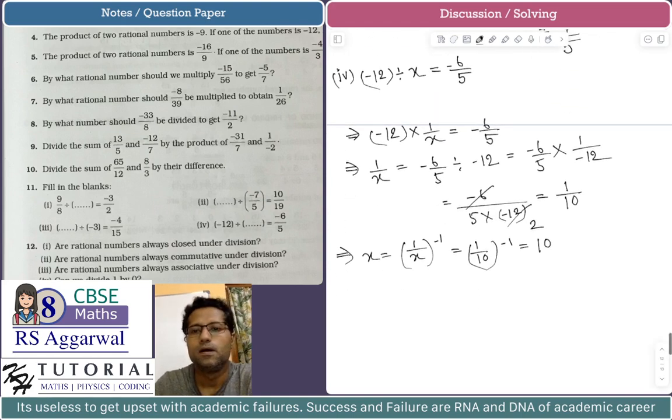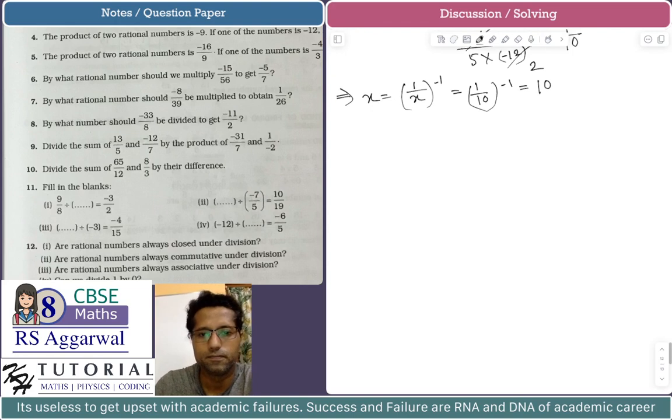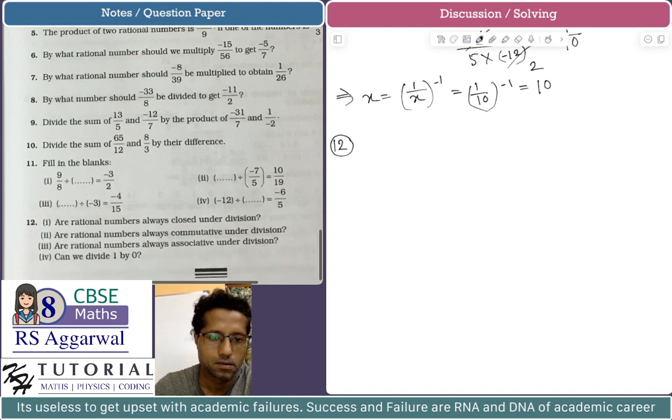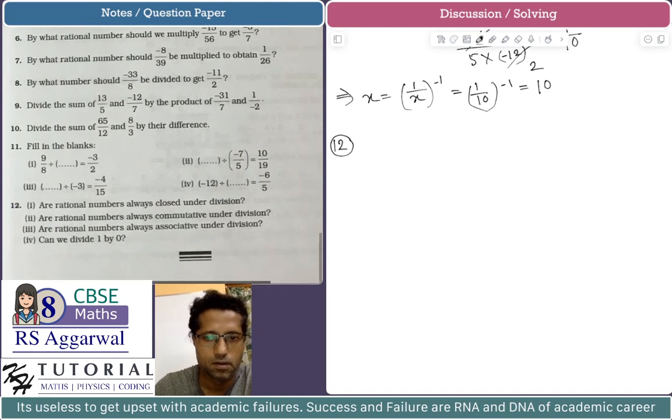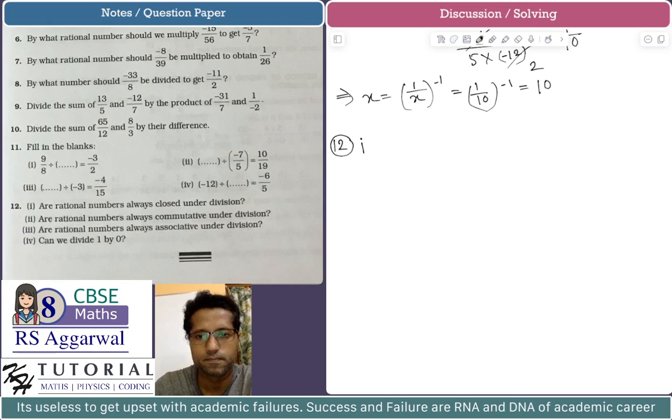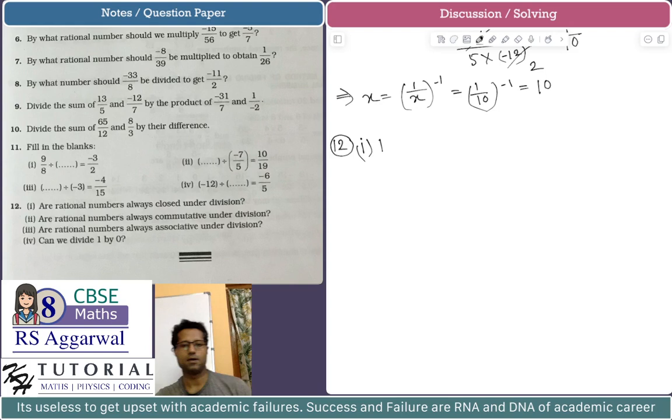Okay, let's do problem number 12. These are, I guess, true or false statements. So first one, are rational numbers always closed under division? No. Are rational numbers always closed under division? It is yes.